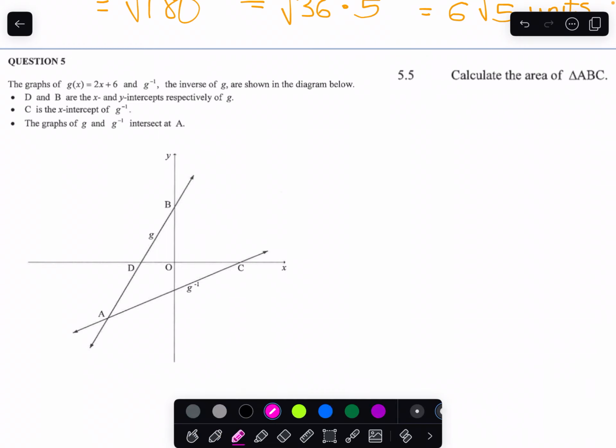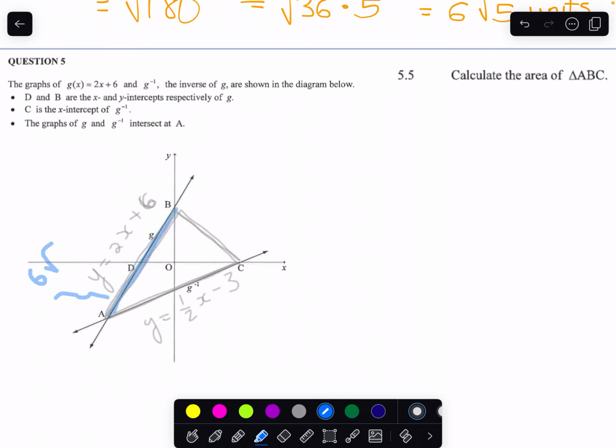So triangle ABC. Right, so okay, what do we know? We know that this is y is equal to 2x plus 6, and we know that this is y is equal to a half x minus 3. Okay, and we also know that the length of AB is 6 root 5 units.